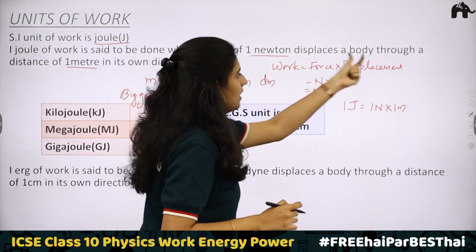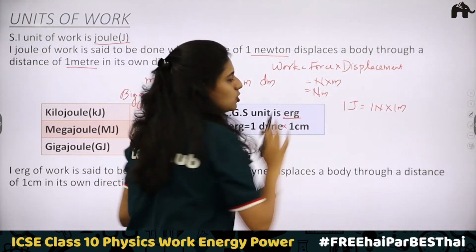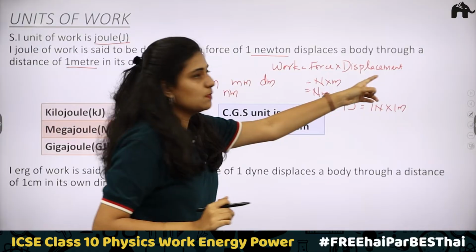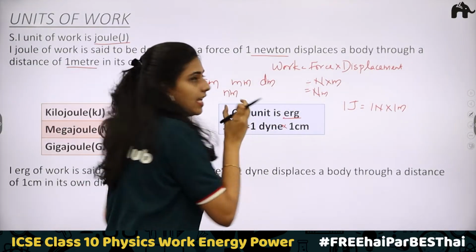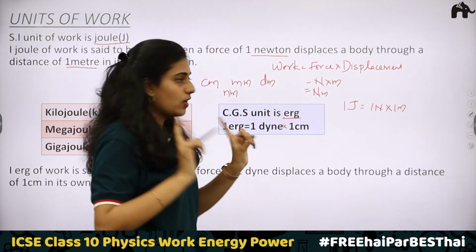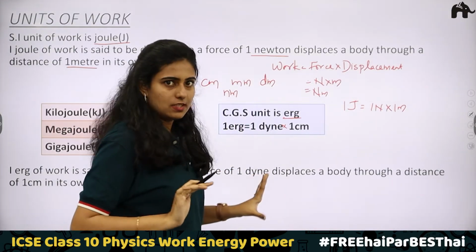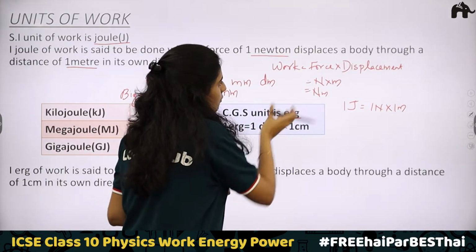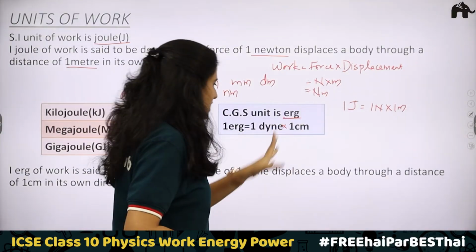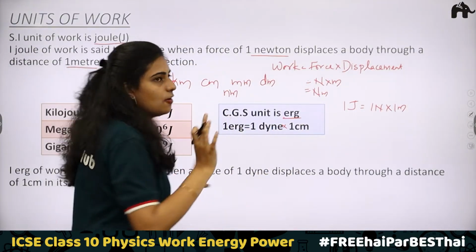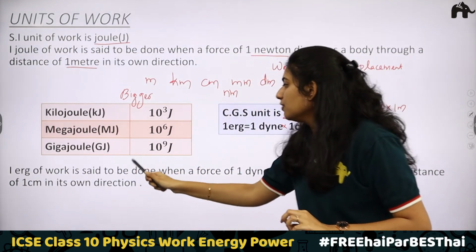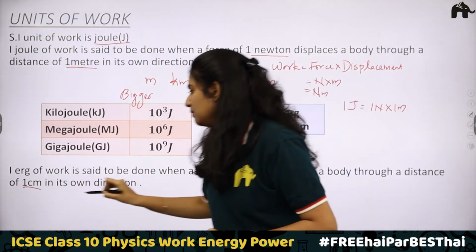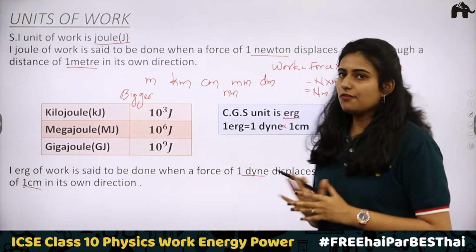When force is in Newton and displacement is in meter, you will be getting joules. Joules will be the unit of work done. When force is given in dyne and displacement is in centimeter, then you express it in the CGS unit, which is 1 erg. So 1 erg will be equal to 1 dyne into 1 centimeter. Understood? Now, 1 erg of work is said to be done when a force of 1 dyne displaces a body through a distance of 1 centimeter in its own direction. So got the units of work?